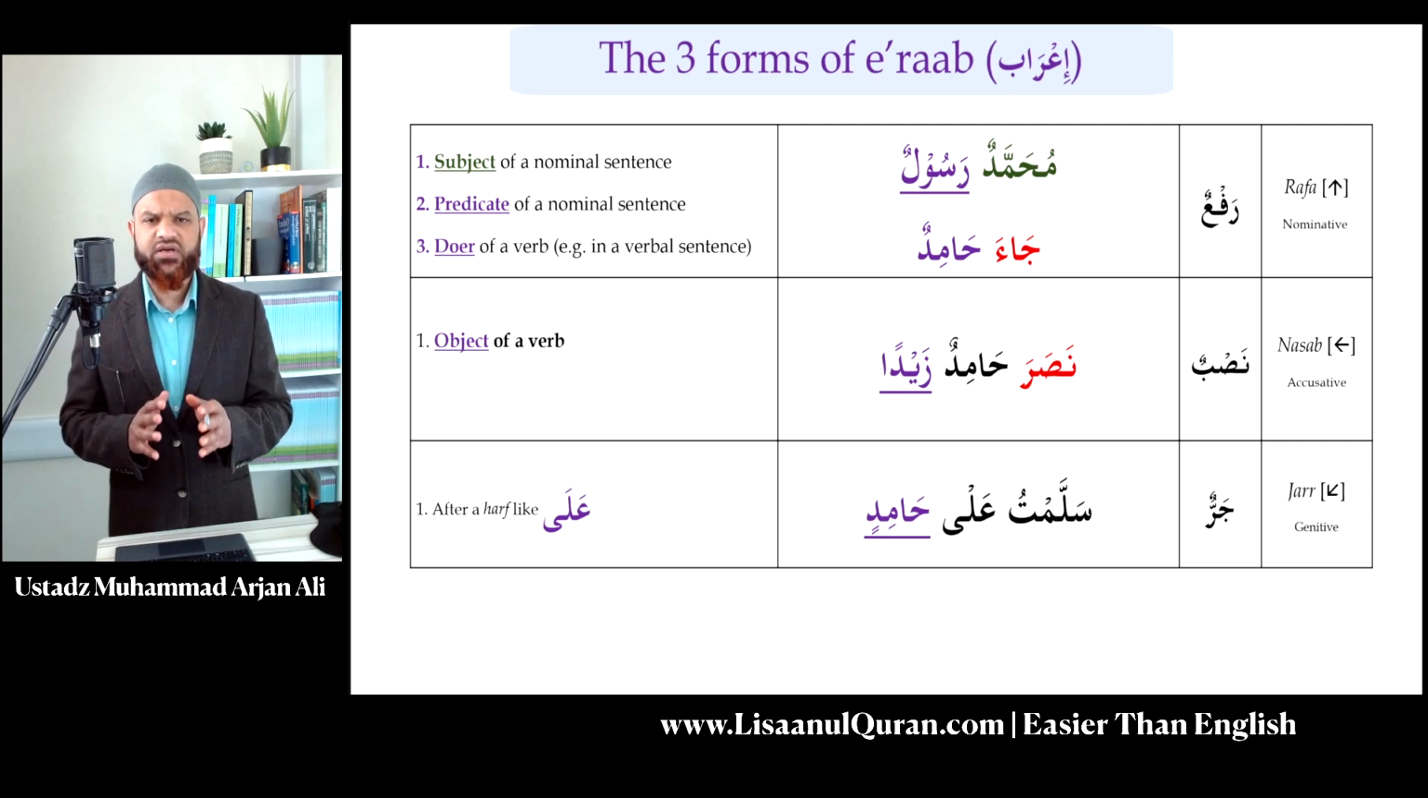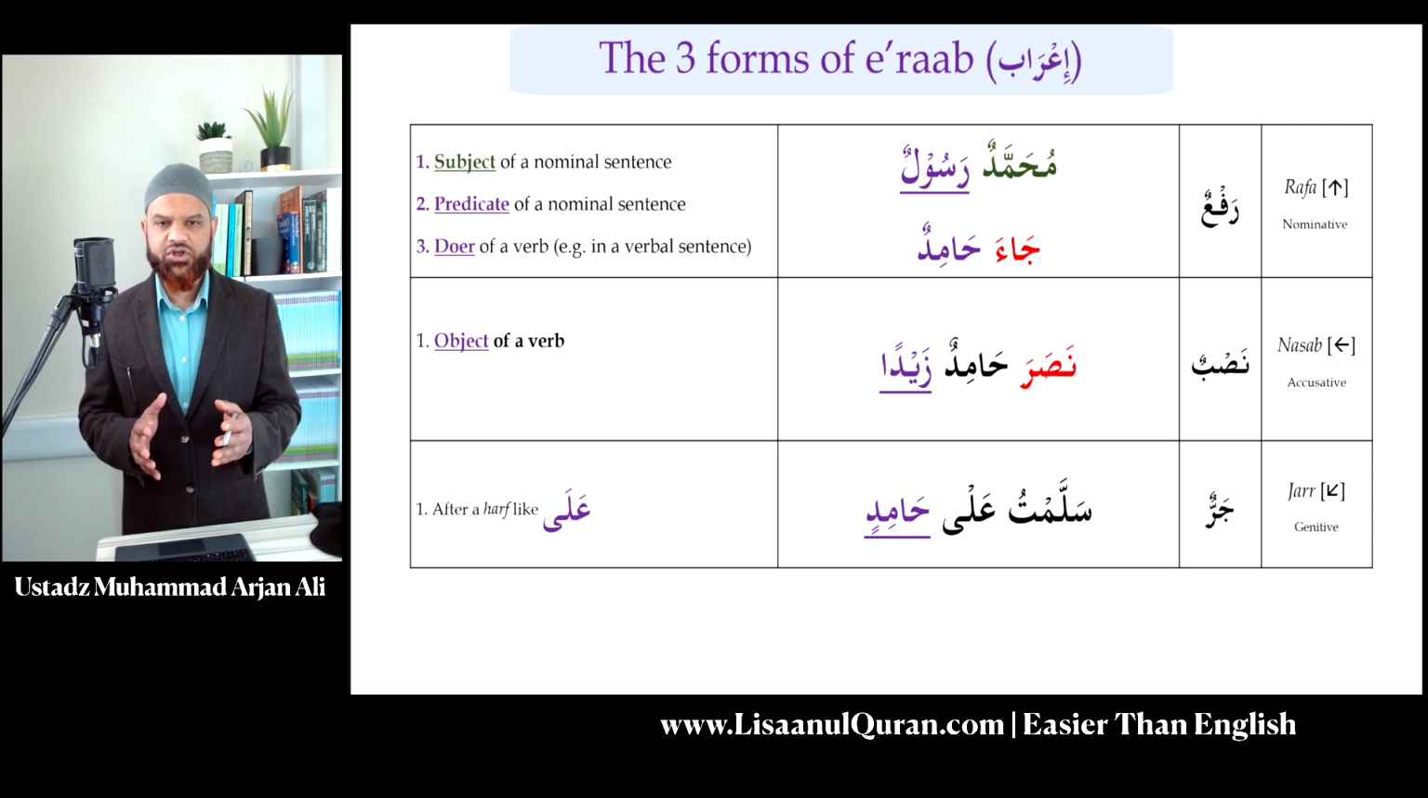So this is what we've learned so far. How do we recognize them so far? Of course, we've seen mainly Muslimun, Musliman, Muslimin. Here, for example, we have Rasulun, Hamidun, again rafa, Zaidan, nasab, and Hamidin, jar. So this is the culmination of what we have learned so far.